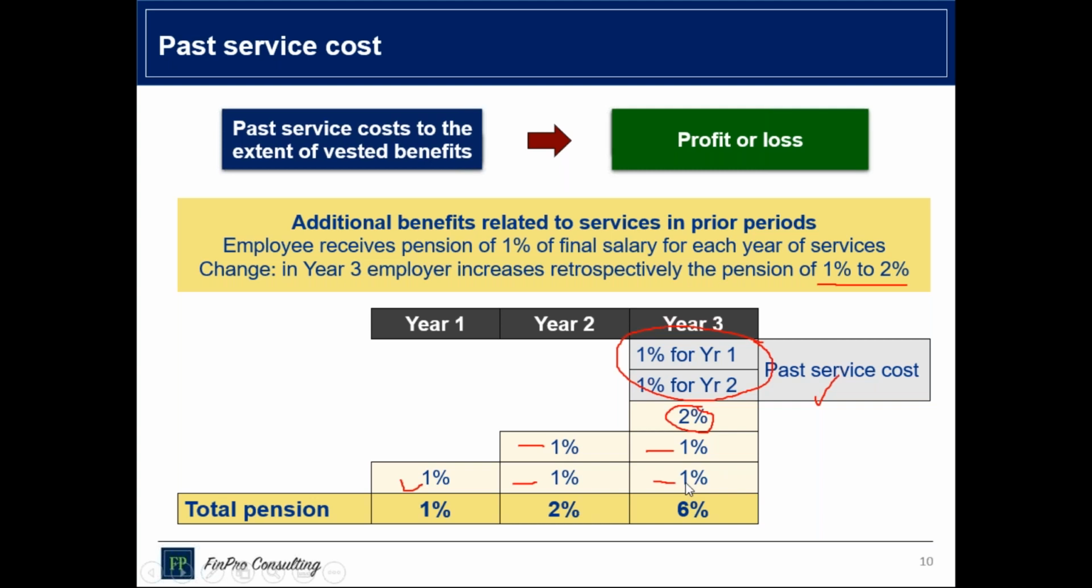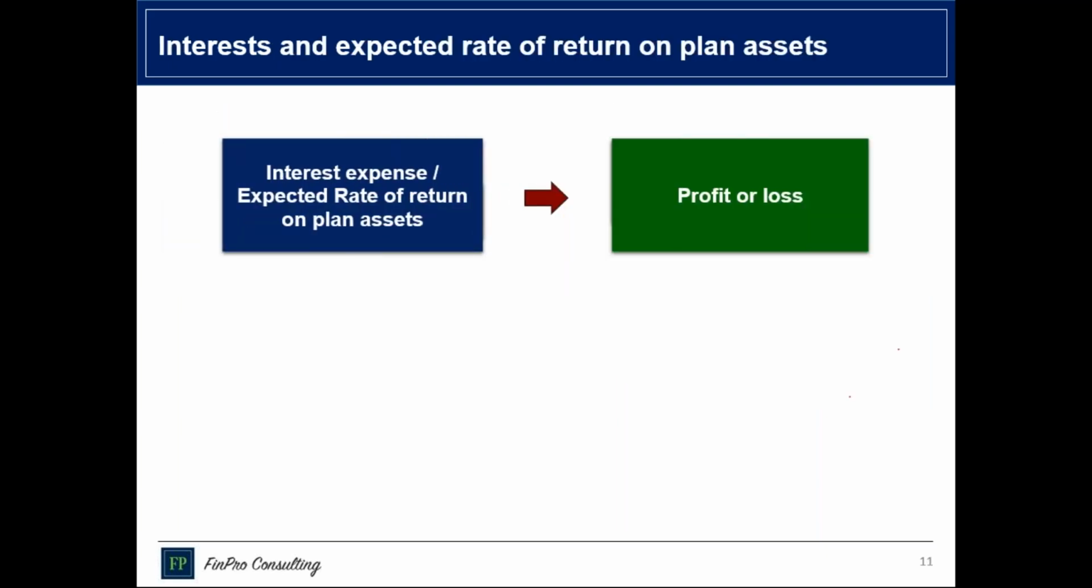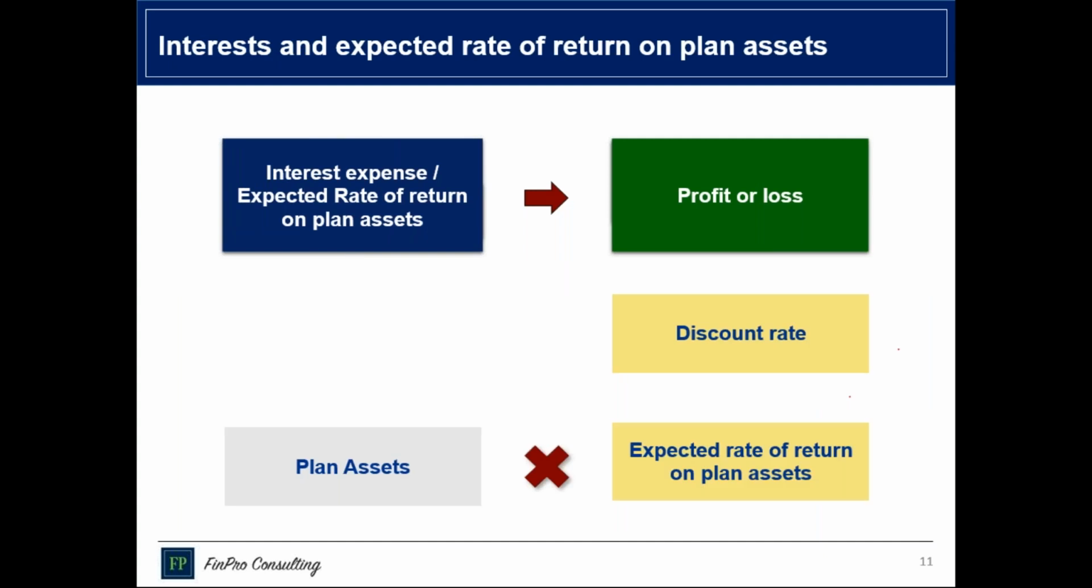In year 3, this 1% with respect to the first year, 1% with respect to the second year, 2% with respect to the third year, and this 1% each of year 1 and year 2, because the rate has retrospectively changed, is called a past service cost. To the extent of vested benefits with the employee, it will be recognized in P&L. To the extent of unvested benefits, it will be recognized throughout the vesting period. So that past service cost will also be a part of your P&L. The interest and expected rate of return we already discussed.